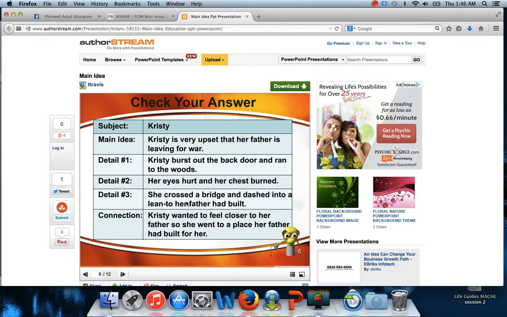But what is it saying about her? She ran out the door and ran into the woods. Her eyes hurt and her chest burned. She crossed a bridge and dashed into the lean-to her father had built. Christy is very upset that her father is leaving for war. That's the main idea. And then the connection is she wanted to feel closer to her father, so she went to a place her father had built for her. And that connects these details to the main idea, and it helps check your work.